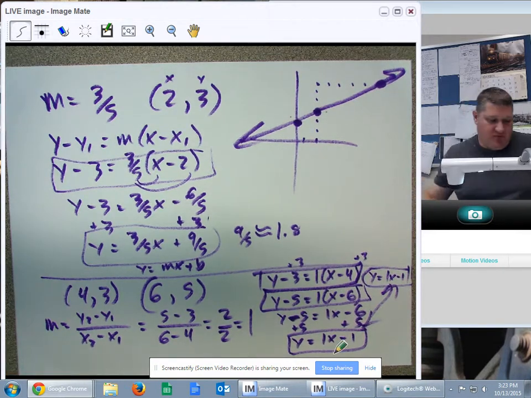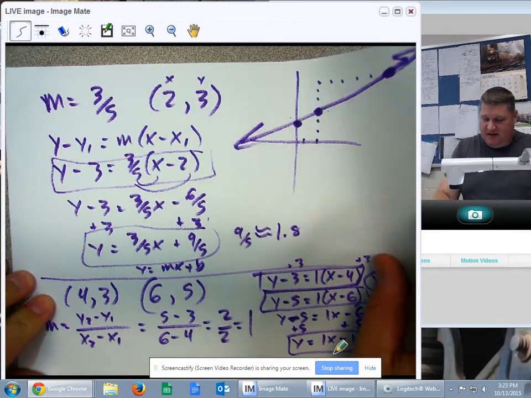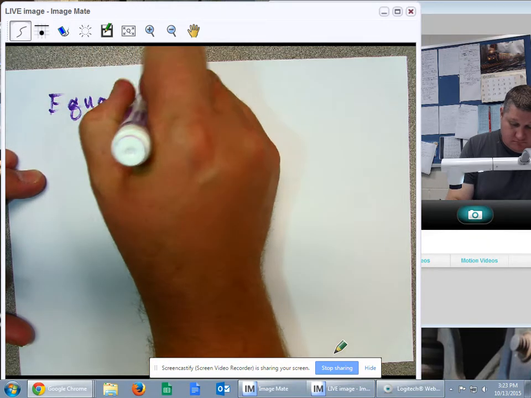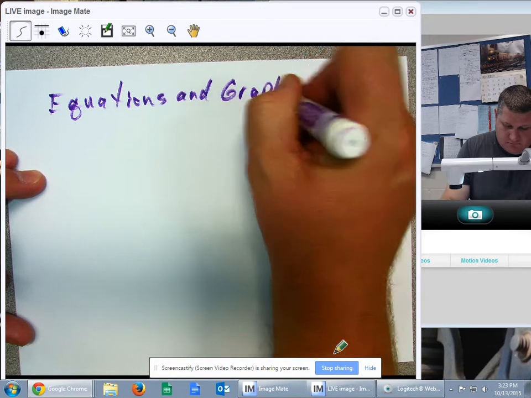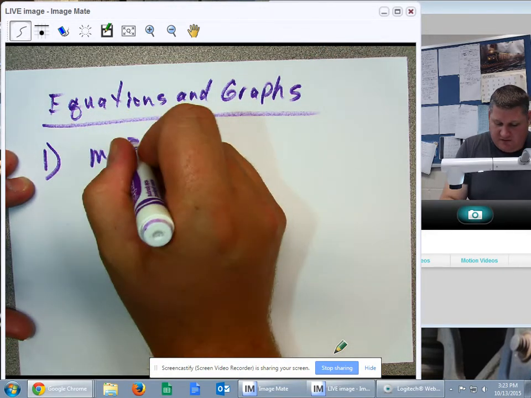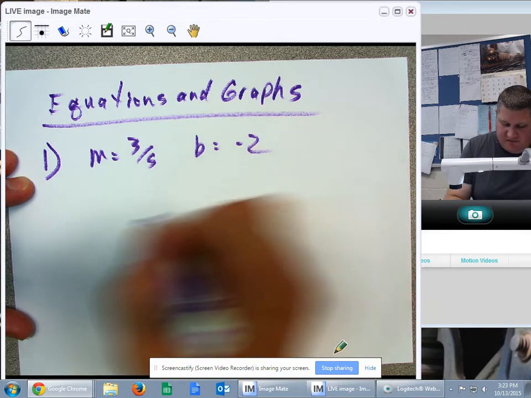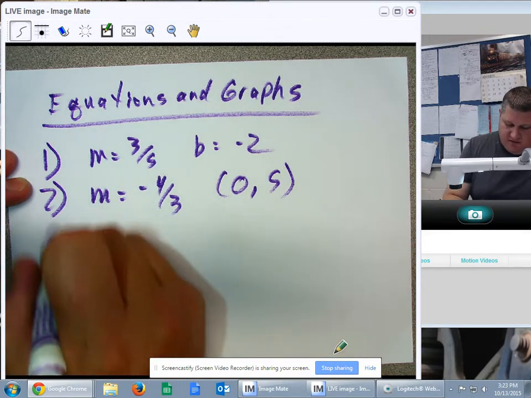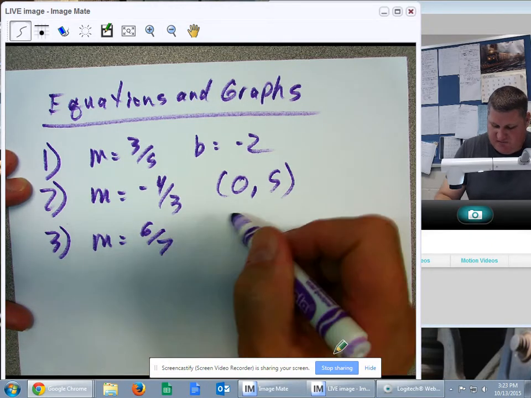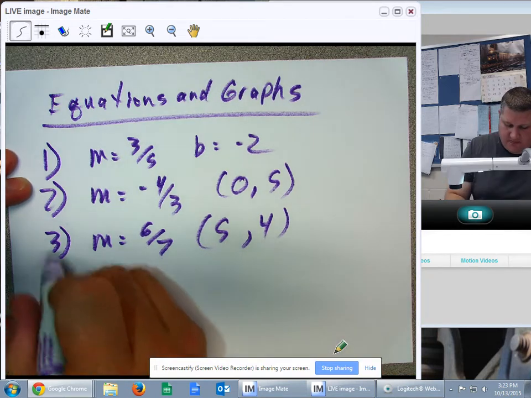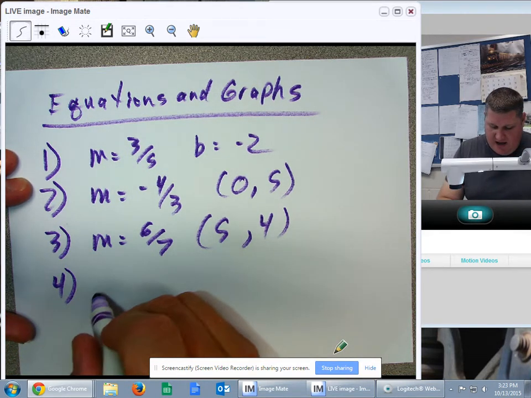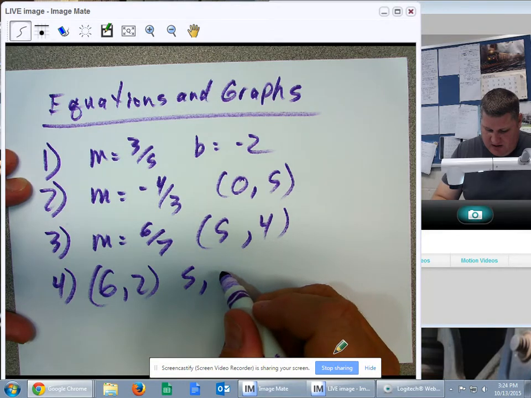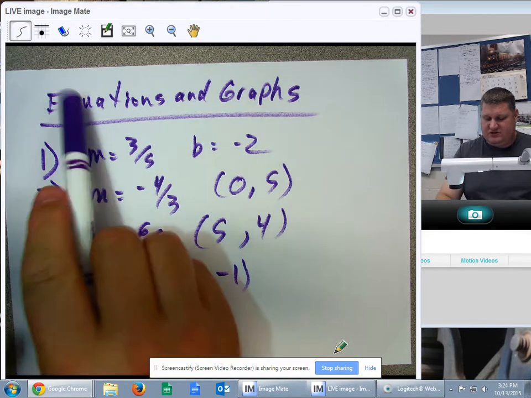So from that point, you probably have a couple things that you need to accomplish. Give me the equations and graphs of lines for number 1, m equals 3/5, b equals -2. Number 2, m equals -4/3, and the point 0, 5. Number 3, m equals 6/7, and the point is 5, 4. And number 4, I have 6, 2 and 5, -1. So there you go. Find the equations and graphs for all 4 of those.